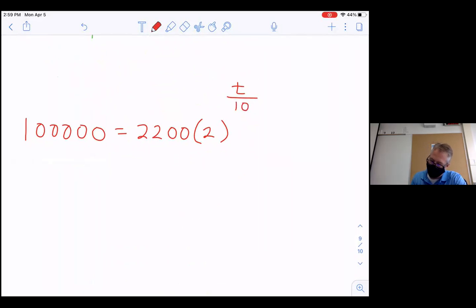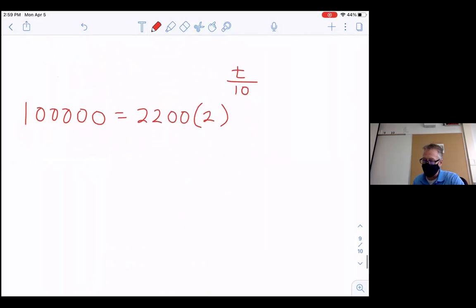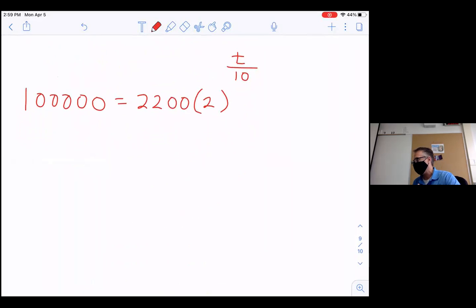The doubling time is 10. Thank you. So I'm trying to figure out how to solve that for t. No ideas how we get t by itself? Come on, throw something out there. You guys are algebra wizards.